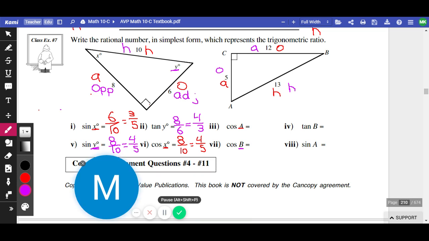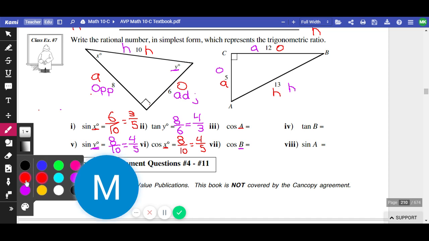Okay, so looking at these guys, the angle matters, right? And we've talked about that. So when it says cos of A, they want the cosine ratio based on angle A. So you had to name your triangle based on angle A, which I've done in the red, right? The opposite side is 12, the adjacent side is 5, the hypotenuse is 13. I've labeled it in red for angle A. Cosine wants adjacent divided by hypotenuse. Adjacent is 5, hypotenuse is 13.